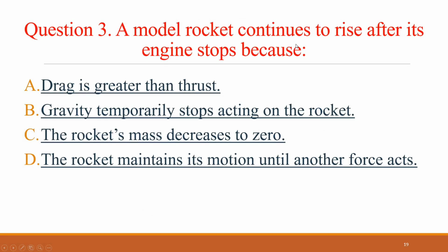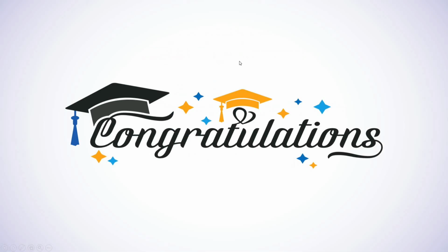Question 3. A model rocket continues to rise after its engine stops because... the correct answer is Newton's first law. The rocket maintains its motion until another force acts.